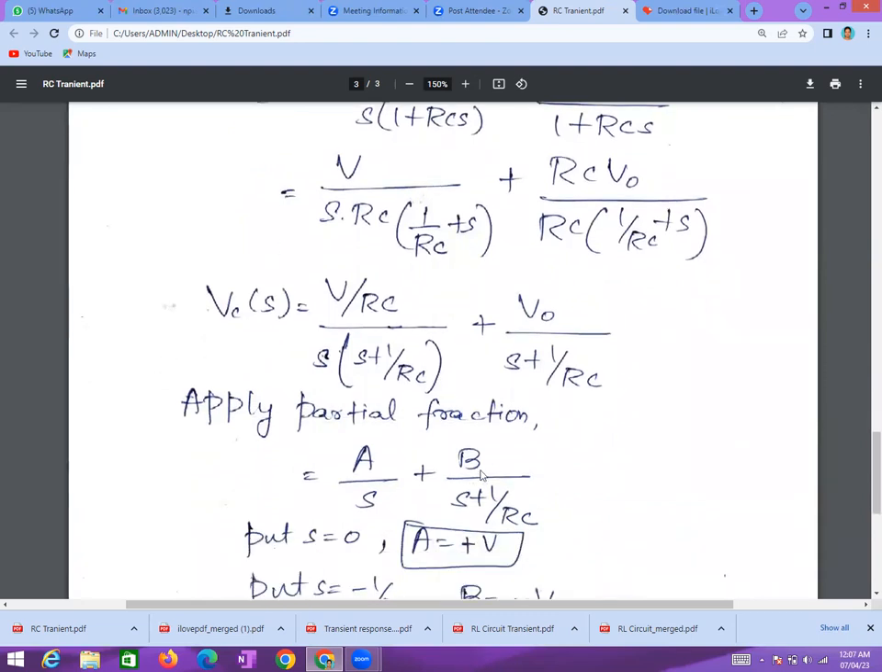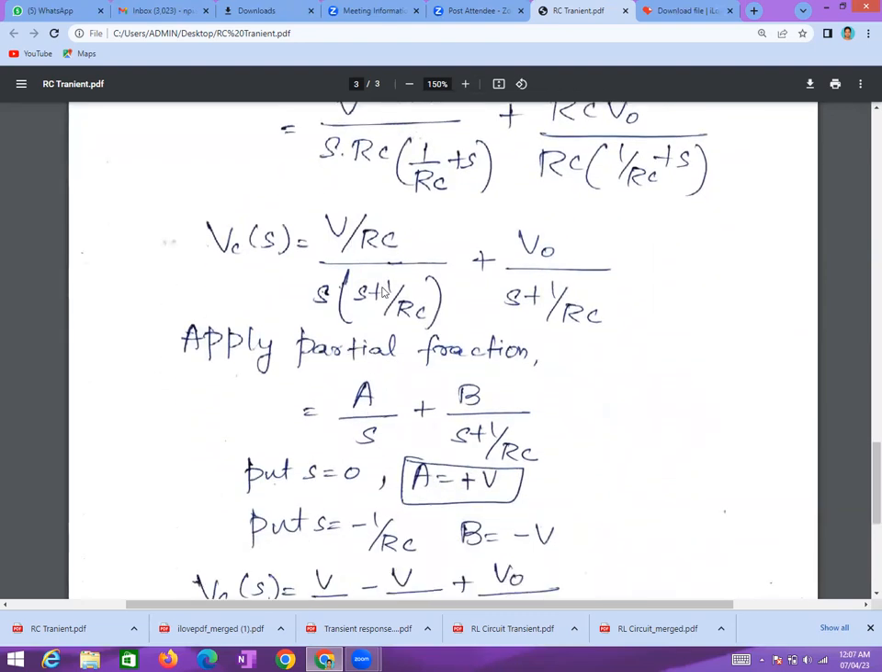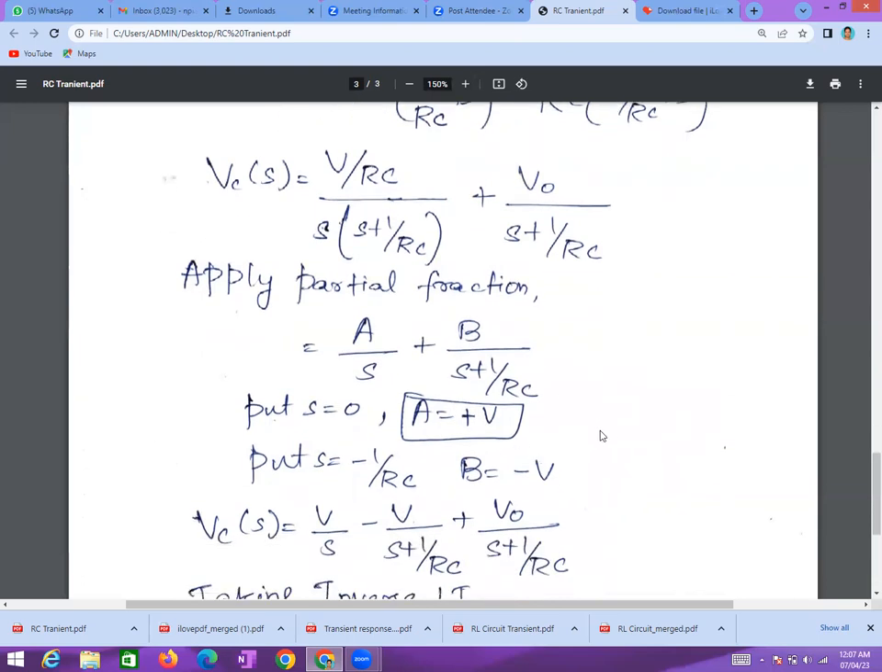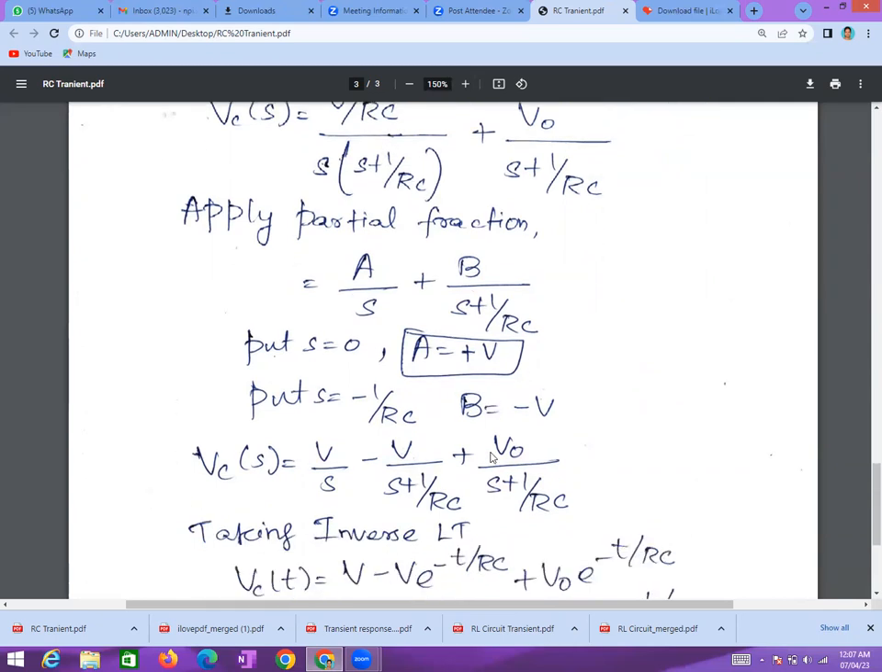Now we need to apply the partial fraction for the first term of this equation. Then we receive A by S plus B by S plus 1 by RC. If you apply the partial fraction, we receive the values A equivalent to V and B equivalent to minus V. Now we substitute these values in the first term of this equation. So we receive V by S minus V divided by S plus 1 by RC, plus V naught divided by S plus 1 by RC.